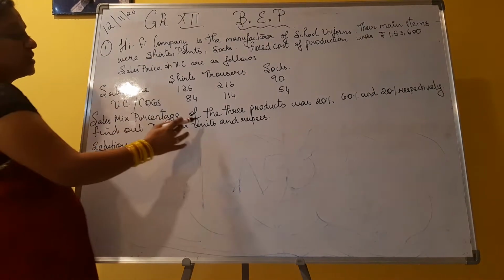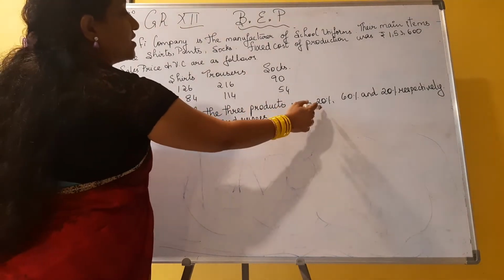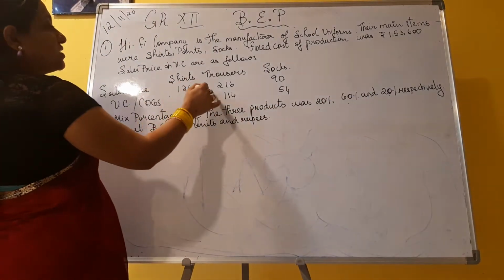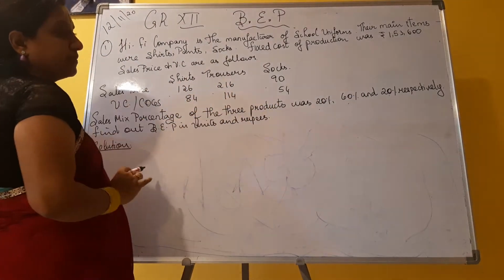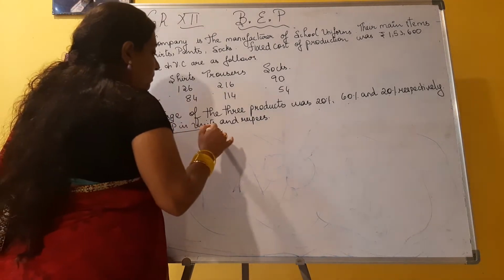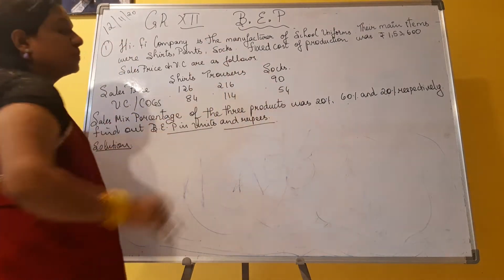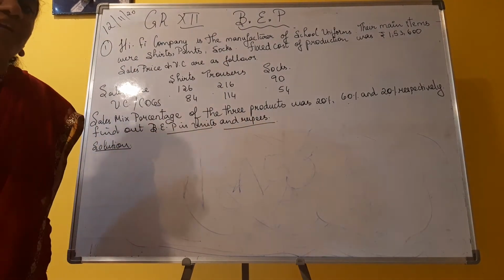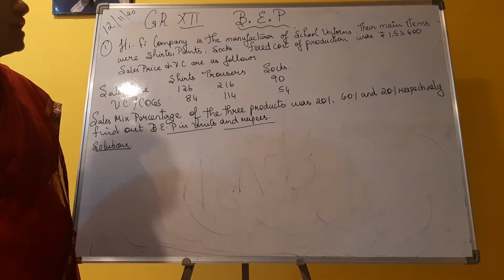Now the sales mix percentage of the three products is 20%, 60% and 20%. 20, 60, 20, that brings to 100. Right? So find out the BEP. You have to find BEP in units as well as in rupees. I hope you have understood the question. Everybody understood the question? I will explain one more time.